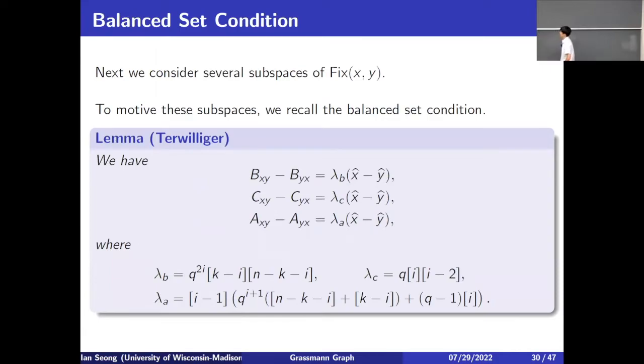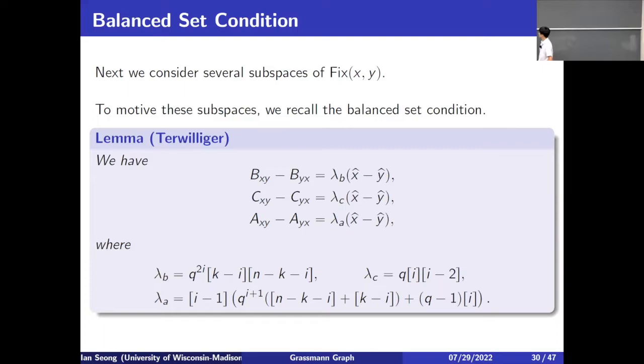So now we talk about the balanced set condition. We consider several subspaces of fixed xy, and the reason why I do this is because in both the geometric and combinatorial bases, they contained x hat and y hat. And the question is, can we come up with subspaces that don't have these 2 as part of the basis? So that's the motivation.